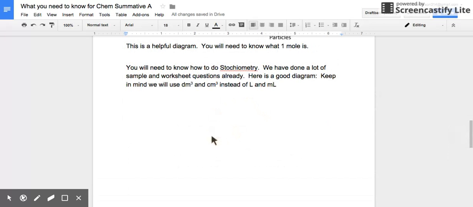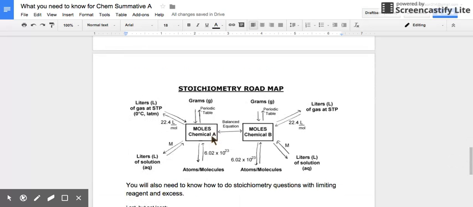Again, there's a diagram down here. This is a good diagram I found on the internet. Essentially, again, it just tells you that you convert everything, regardless of what unit is given, into moles, and then you use the ratio to find the mole of something that you want, and then convert it to whatever the question asks you. Keep in mind, we always use volume in decimeter cube as well as centimeter cubes.